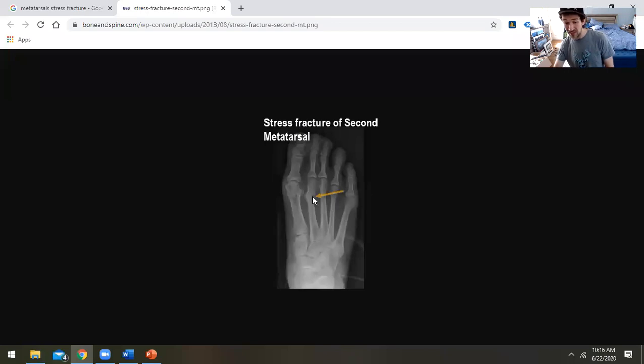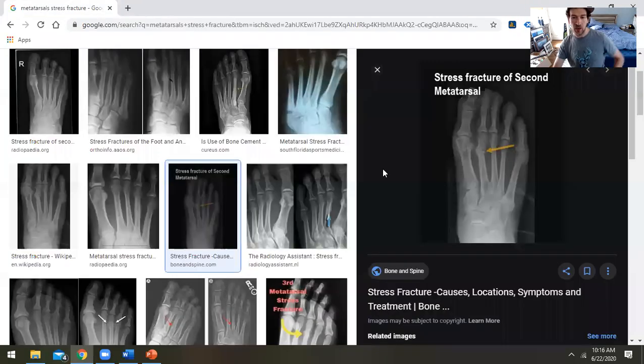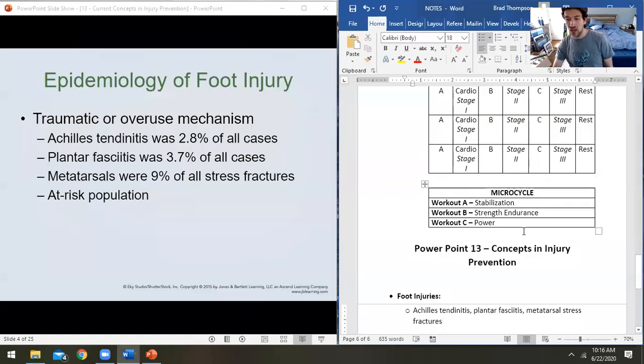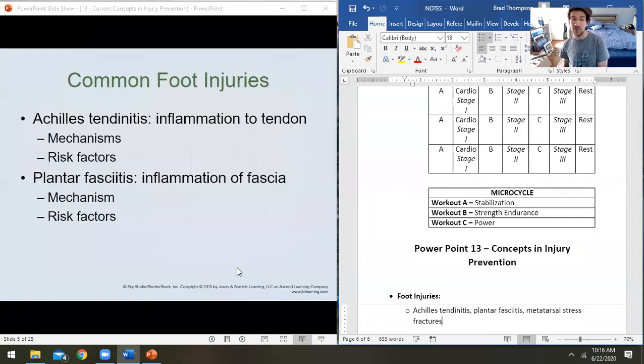Here's another example. This is actually a really easy to see example, right? Where we see a really large gap in there. That's a very intense stress fracture. This person's also bunioning a little on both sides, actually. That is a very, very common foot injury. So how do we keep that from happening? How do we prevent these types of injuries?